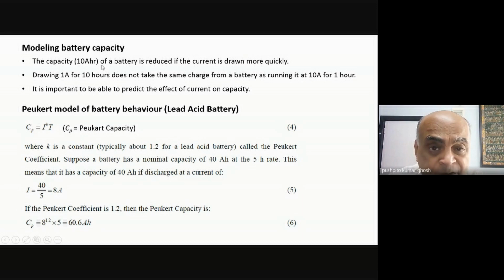That's not what happens in reality. You will not get exactly the same 10 ampere hour in the two cases. Your battery will wear out faster in this particular case. This was actually recognized by this person Peukert.